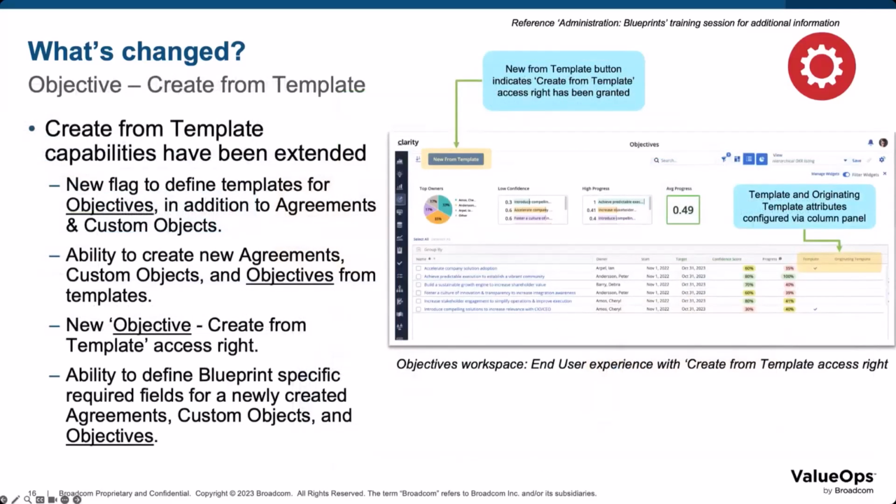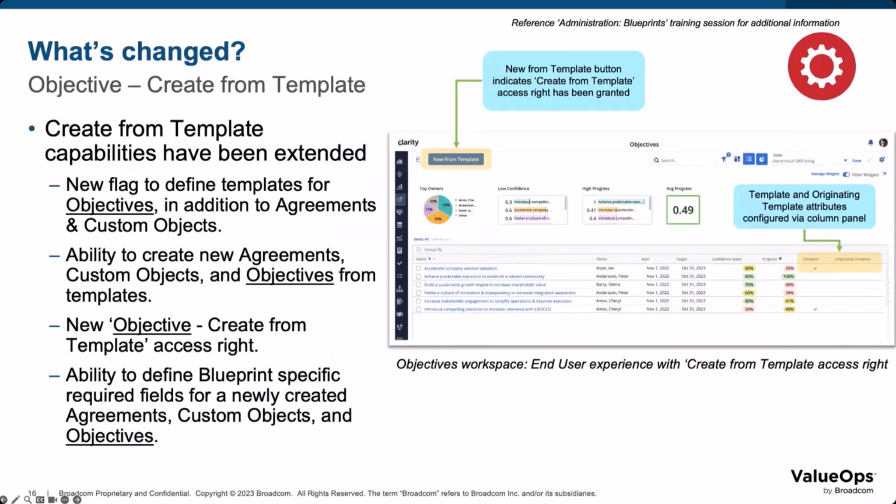The create from template capability has been extended to objectives. And oh, by the way, in addition to agreements and custom objects, new attributes are introduced for objective objects. The template attribute is used to define a specific objective instance as a template. Once a new objective is created from template, then the originating template is populated with the respective template information.